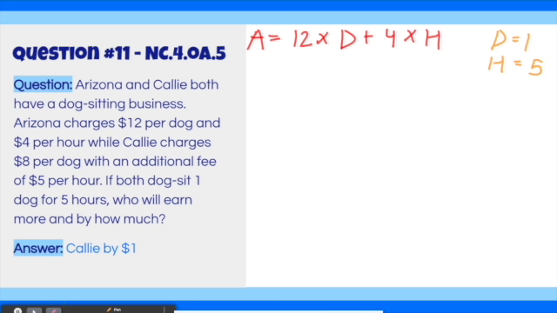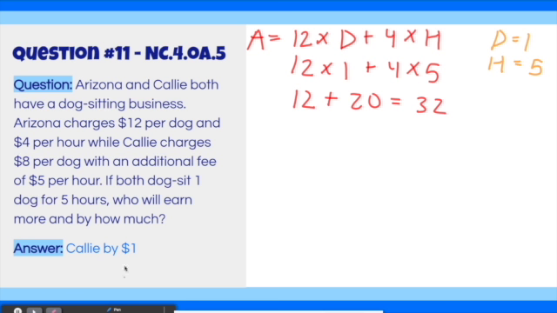So you would do 12 times 1 plus 4 times 5. When you multiply 12 and 1, you'll get 12. And then you add 4 times 5, and 4 times 5 is 20. When you add 12 and 20, you get 32.